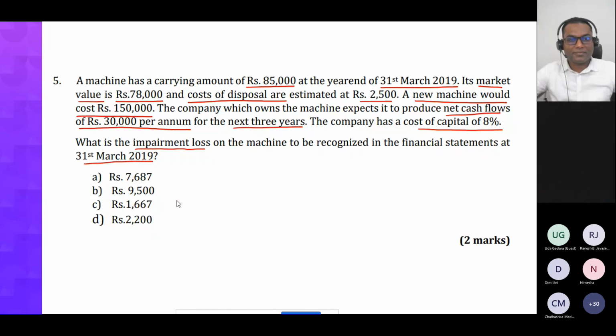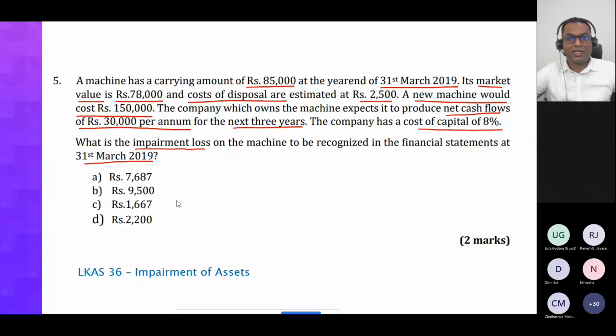What is the standard from which this question is tested? Simple one again. LKS 36, impairment of assets. Now we know that when you have an impairment indicator, it can be an internal indicator or an external indicator. When we find there is an impairment indicator, you need to test the asset for impairment, right? So it seems that with regard to this asset, there is an impairment indicator. I need to now perform the impairment testing.